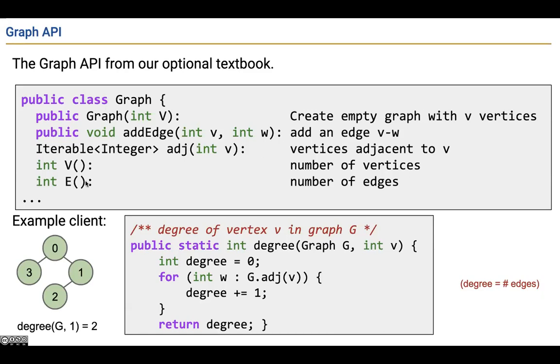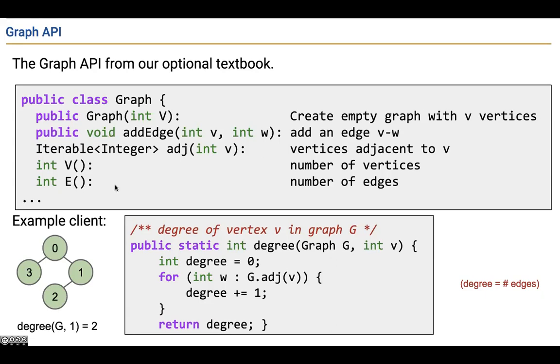I look through the methods, the services that are provided to me, and look, there's no degree method. So I look here, there's no way for me to ask the graph how many edges are coming out of vertex 1. It's like going to a store and you're like, can you gift wrap this for me? And the store says, no, I don't provide the service.